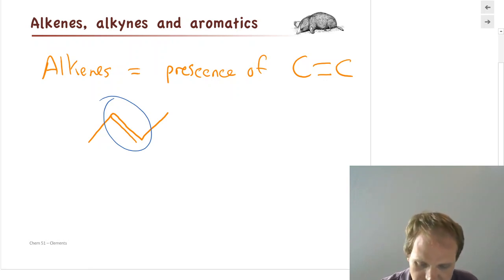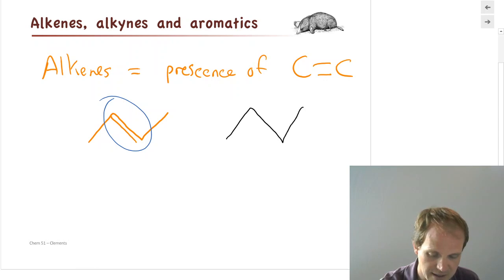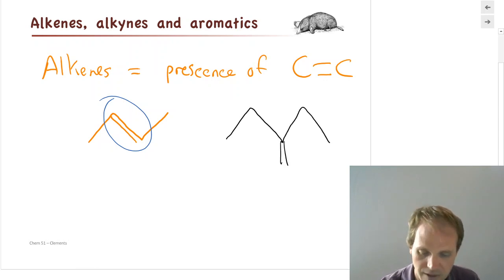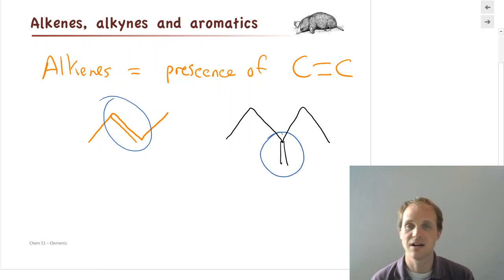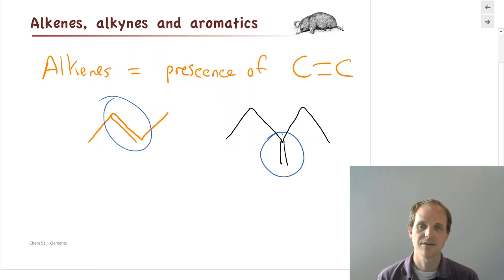So anytime you see these drawings and you see that double bond, and it can be at the end, at the beginning, or sticking off the middle, that's fine too. We circle that and say, that is our alkene. So it's the presence of a carbon-carbon double bond. Not a carbon-oxygen double bond, not any other double bond, but a carbon-carbon double bond.